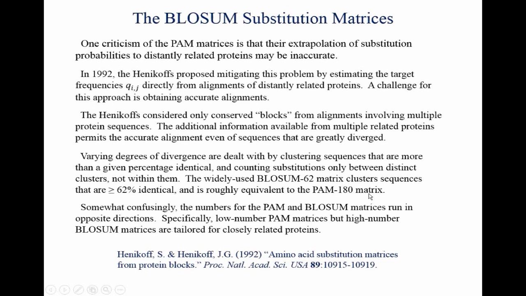Now, a more recent approach to constructing scores was taken by Steven and Jorja Henikoff. Last time I showed you the BLOSUM 62 matrix, which they constructed, and they also construct their matrices explicitly as log odds matrices. But rather than trying to extrapolate what the frequencies for aligned pairs of amino acids will be from a mutation model constructed from very closely related sequences, the Henikoffs said, well, let's go and look directly at distantly related sequences. The problem with doing this is, how do we know that we have gotten the alignments correct?